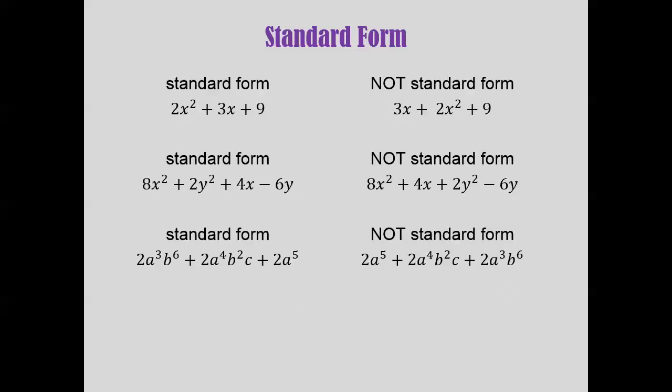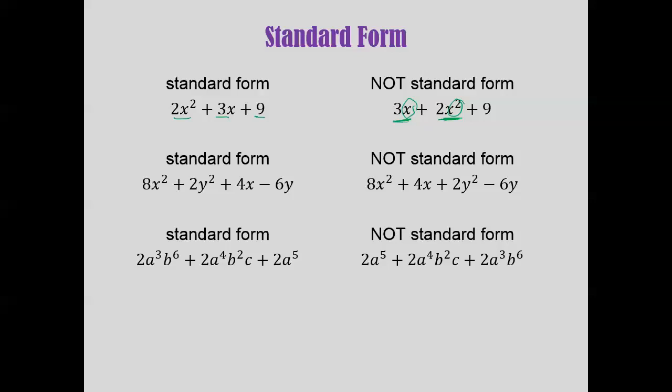All right, so let's take a look. Standard form. Here's an example of standard form. Our terms are decreasing degree. This term has a degree of 2. This has a degree of 1. This has a degree of 0. This isn't standard form because you can see the 1 is coming before the 2 in terms of the degree. And so that's not standard form.